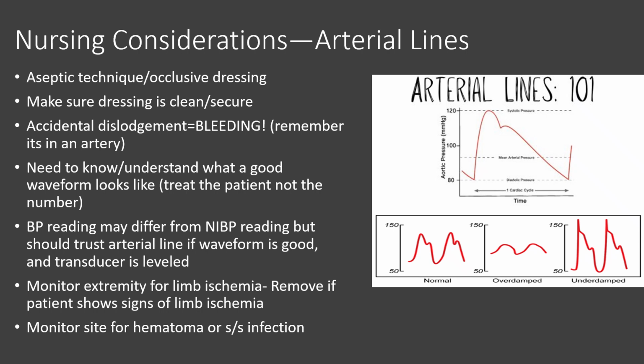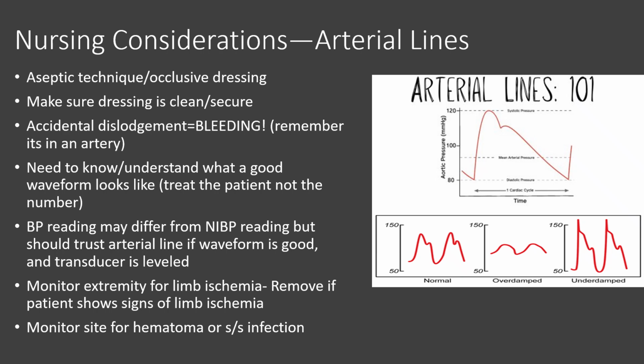And ultimately, the blood pressure reading with an arterial line should be pretty consistent with the non-invasive blood pressure. But ultimately, your arterial line blood pressure should be more accurate. Now, if your non-invasive blood pressure and your arterial line are reading very different, you want to make sure that your arterial line system is leveled. You might want to re-level it, re-zero it. Is that waveform appropriate? And if it is, that's what you should go with. And ultimately, always assess the patient, not the monitor. Look at your patient.